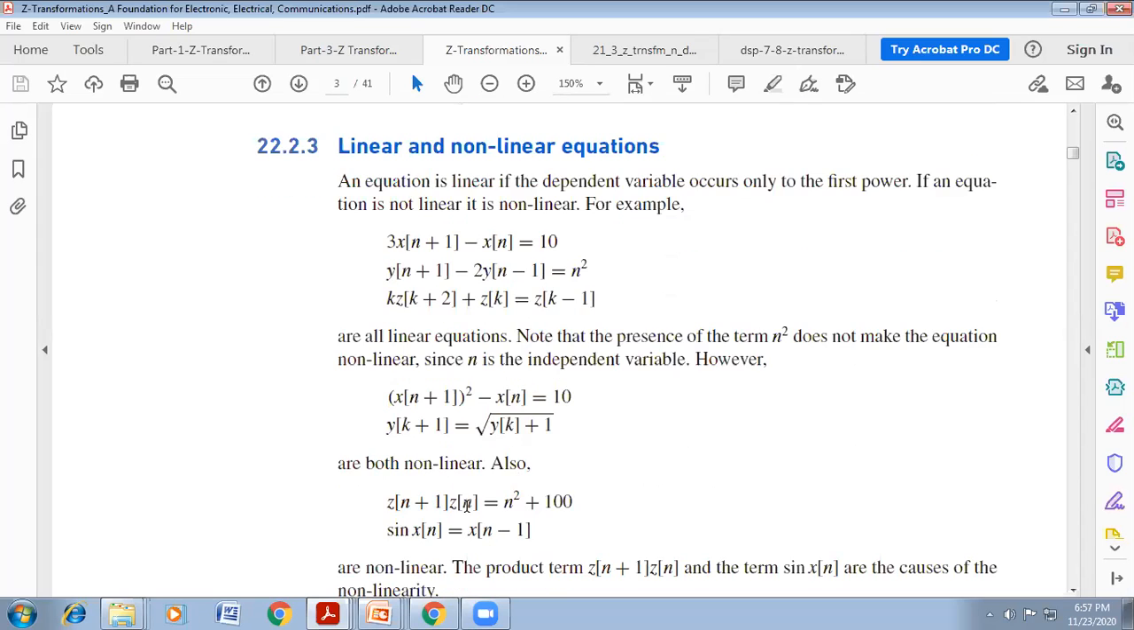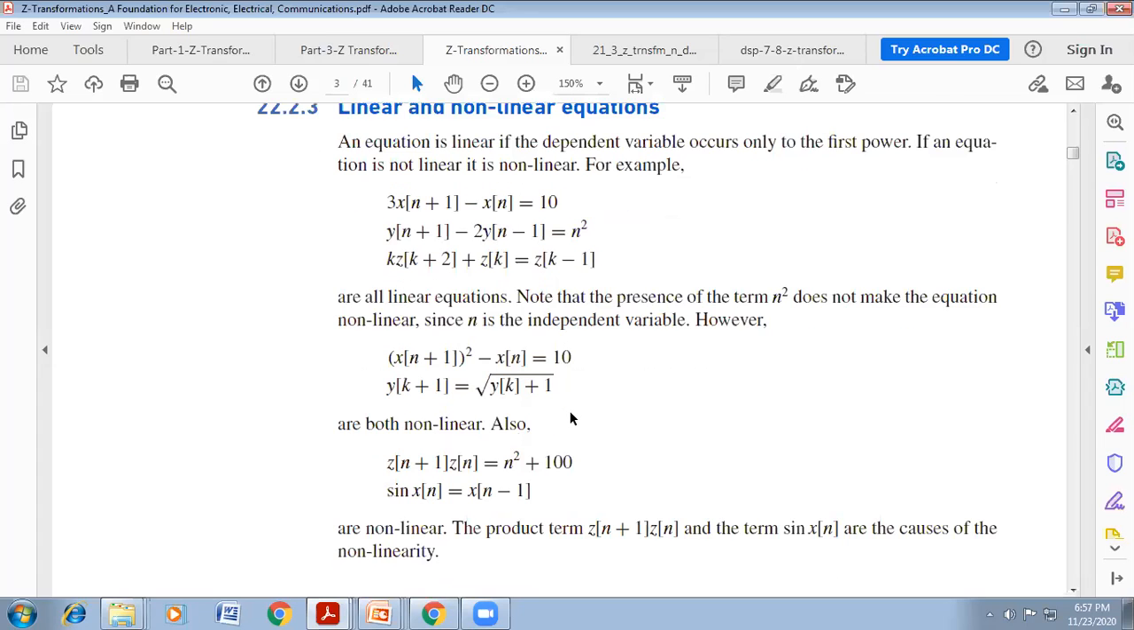And both are nonlinear, because you must know there is a square term and there is a square root term. This is why this difference equation is nonlinear. Also, z(n+1) z(n) = n² + 100, and sin x_n = x(n−1) are nonlinear.